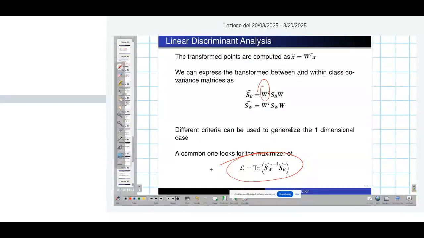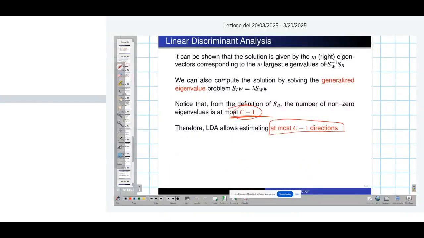So if you try to solve the eigenvector problem and take all the solutions that you find, the first C minus 1 will be good. All the rest, whatever you take, is like picking random directions in the remaining space, directions that have no reason to be picked instead of others.